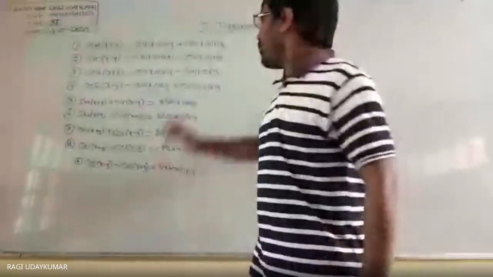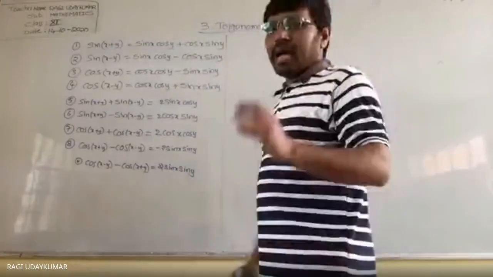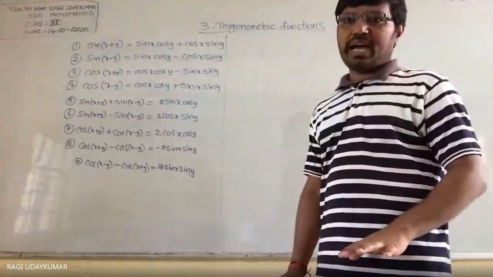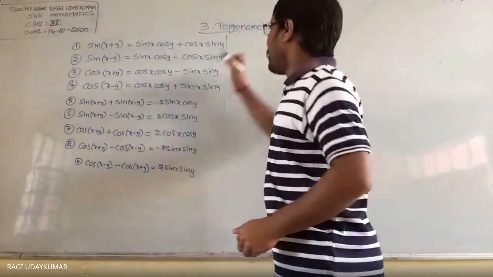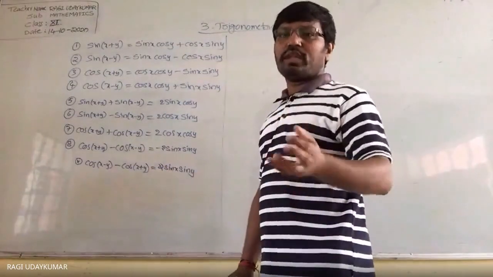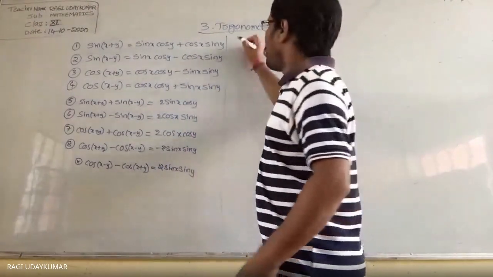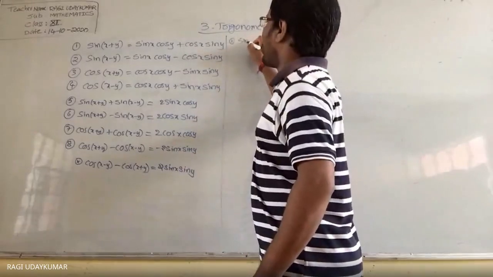I am saying it. So these are all the sum and difference of the angles. Now we are going to take the multiple angles. Actually, usually we call them multiple angles. What are the multiple angles? Sin 2x.